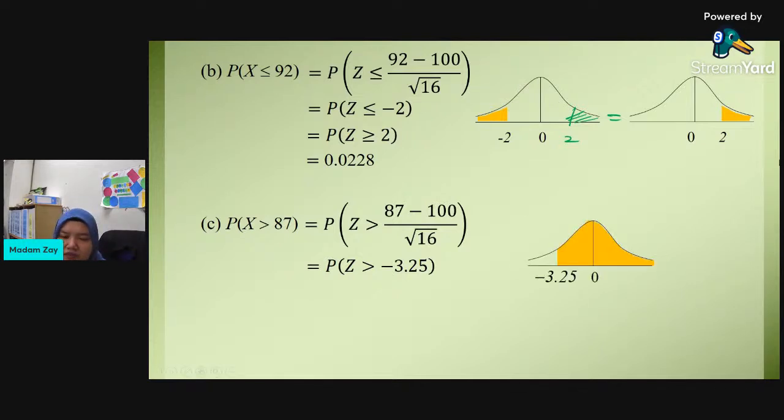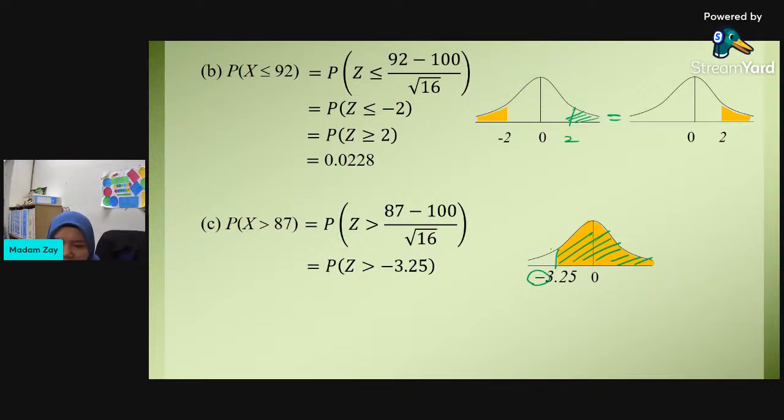So, kalau dalam graf, negative 3.25 adalah di belah kanan. Okay, Z more than negative 3.25 is di belah kanan. Graf dia adalah, kawasan berlorek adalah di belah kanan negative 3.25. Okay, so tapi biasa kita tak boleh nak cari, memanglah dia belah kanan kan, more than kan. Tapi nilai dia negatif. Dalam table tak ada negatif. So, apa you boleh buat?